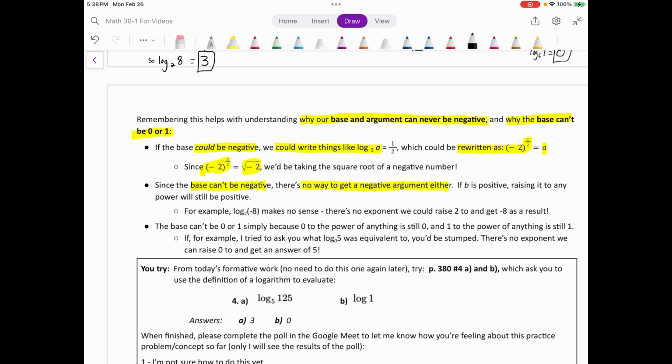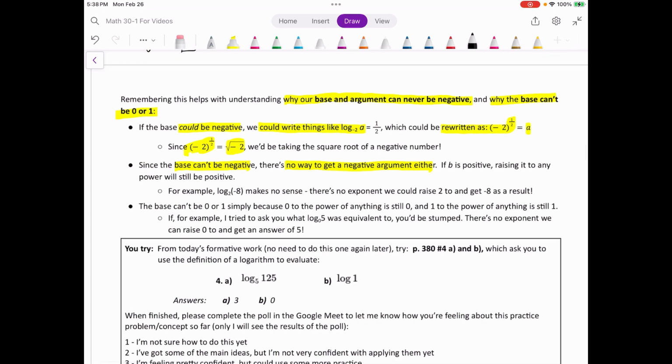If you try it on your calculator, log of -10, you're going to get an error. It's going to tell you it's a non-real answer, okay? So if b is positive, raising it to any power will still be positive. Just for example, log base 2 of -8 makes no sense, because 2 to the power of what would equal -8? Well, nothing, right? There's no exponent that answers this question. There's no exponent we could raise 2 to and get -8 as a result, okay?